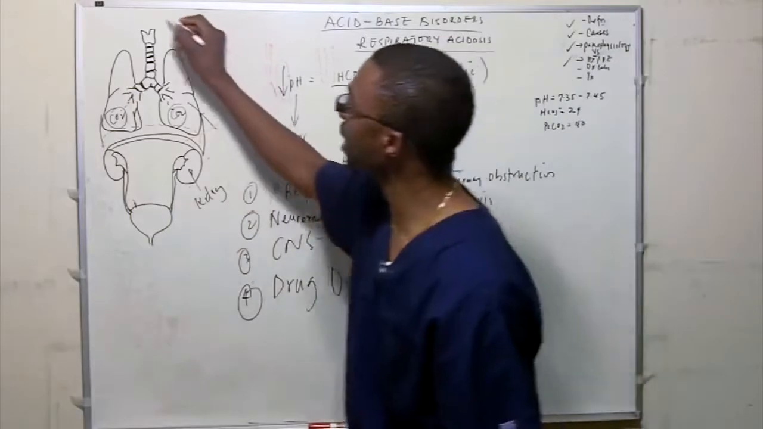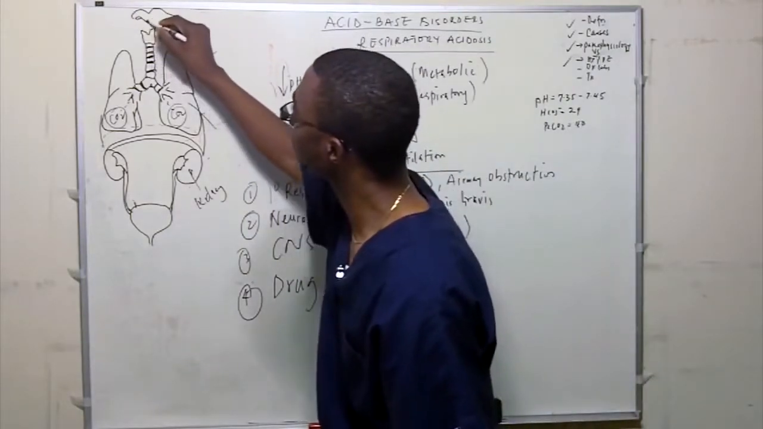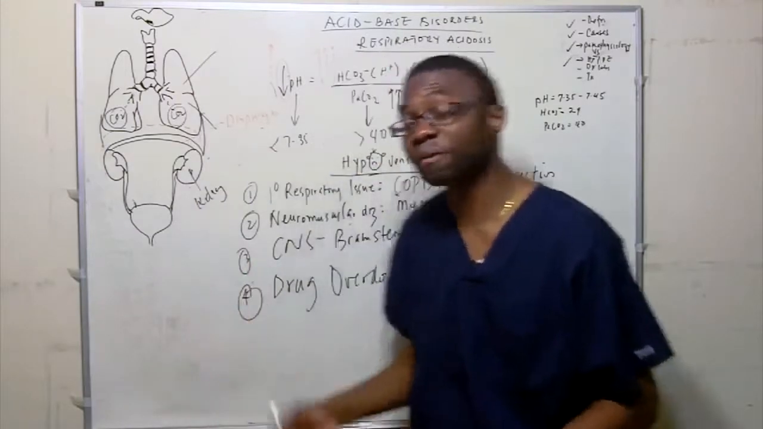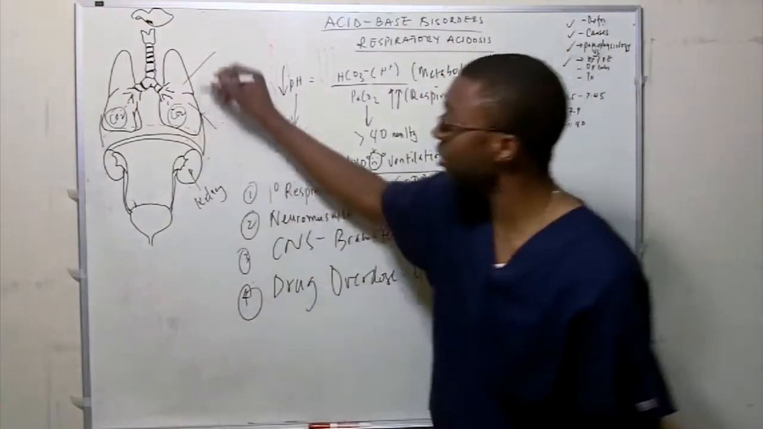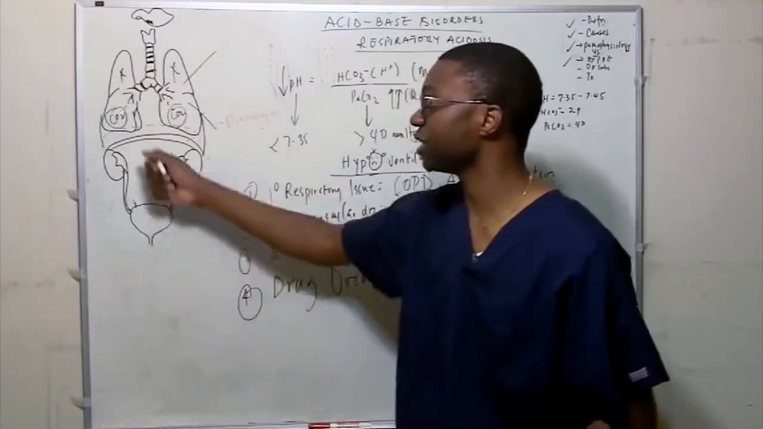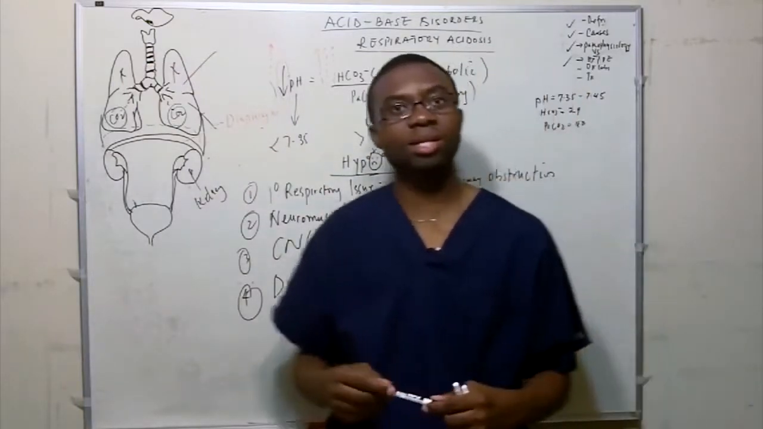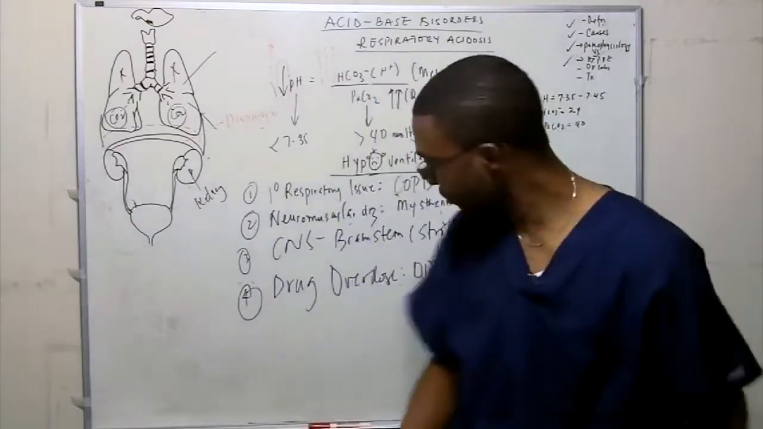It could be coming from your brain, right? If the brainstem is not working, or if the lungs are not working. If you have COPD, you damage the lungs. If the lung is out, if the diaphragm is out. So it's pretty easy. You pretty much don't have to memorize it. But now we've gone through it.